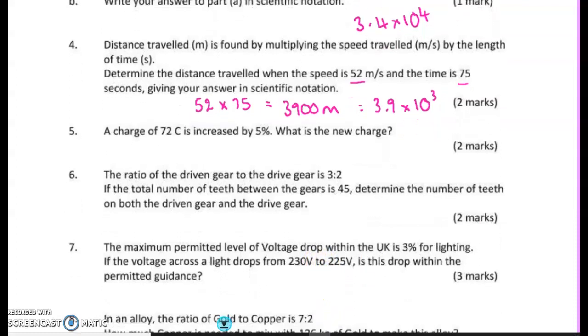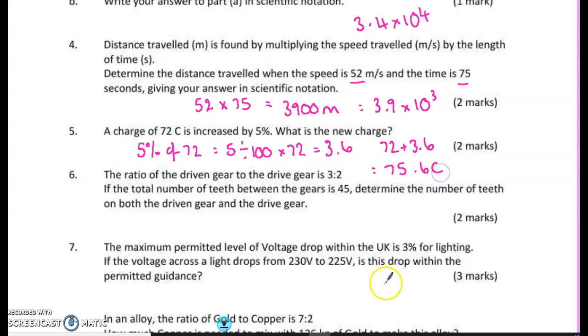Number 5, a charge of 72C is increased by 5%. What's the new charge? So I want to start with finding 5% of 72. Percent means out of 100, so do 5 divided by 100 times 72. That's going to give me 3.6. That's how much extra it has been increased by. So then we need to add it on. So we get 75.6C.